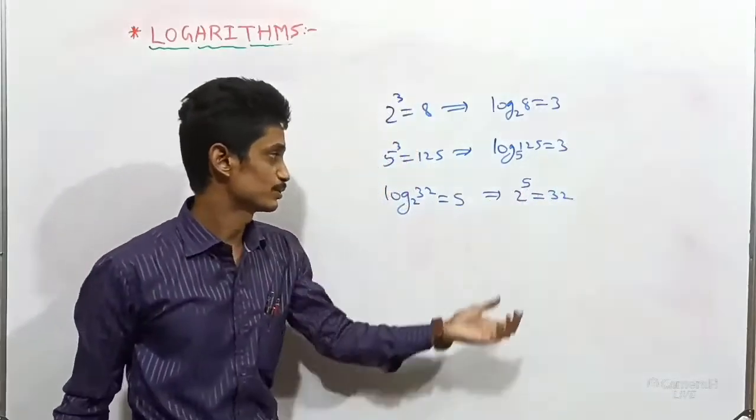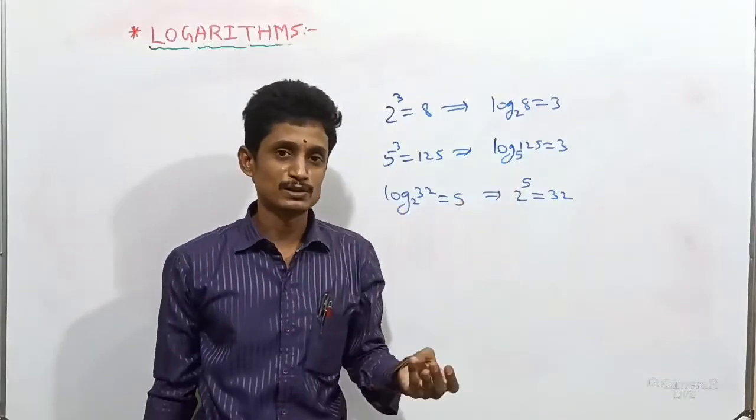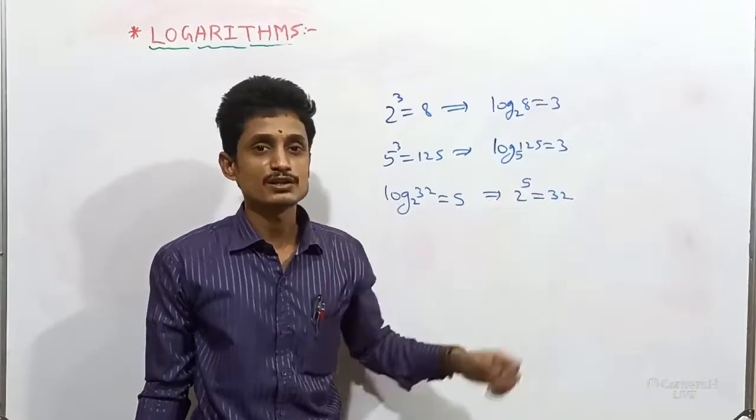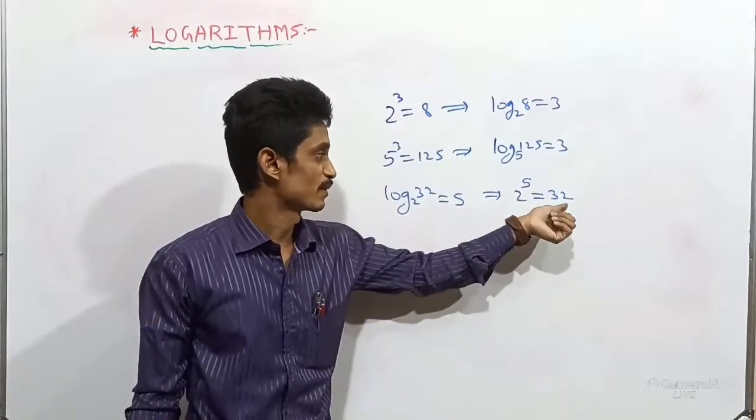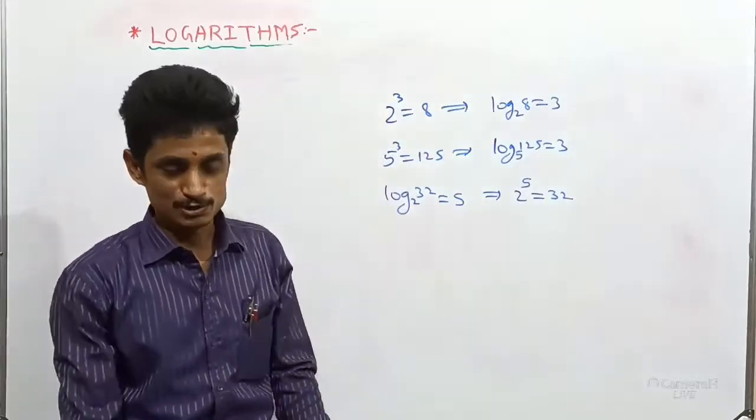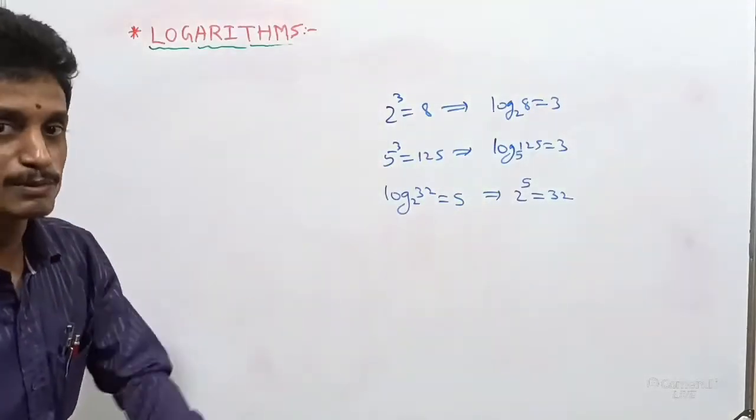That is 32. Everyone knows that 2 power 5: 2 to the 4, 4 to the 8, 8 to the 16, 16 to the 32. 2 power 5 means we will get 32. This type of numbers we have to represent. Now I will move to some conditions.